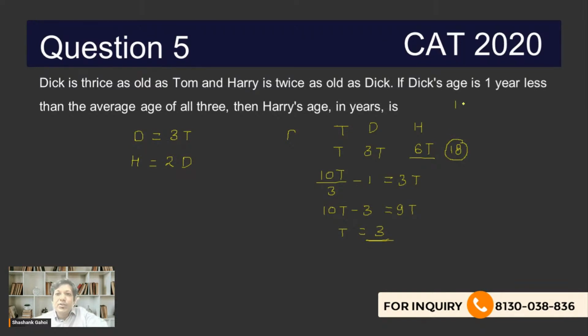Whenever you see a question about age, always think your answer should be a positive integer. It can never be a fraction, never a decimal, never a square root. So let's move to the next one.